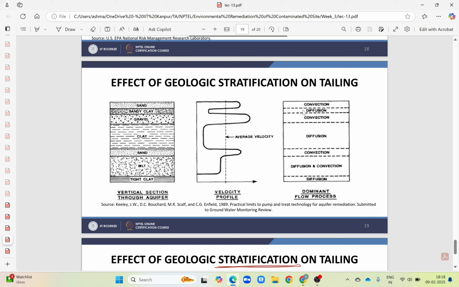Since the velocity is less there, advection will not play a role. Diffusion will be dominant in this layer, and in the gravel layer again the velocity will be high, so convection, or we can say advection, will be dominant in the gravel layer. So we can see that there are different layers in the aquifer, and different mechanisms will be the dominant process leading to the spread of the pollutant.